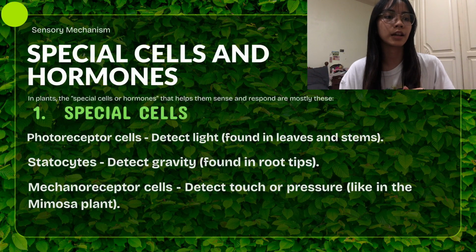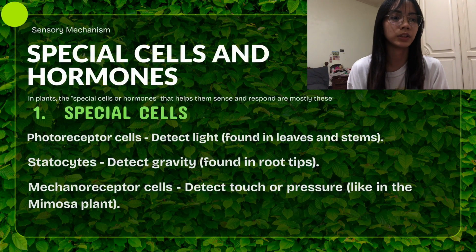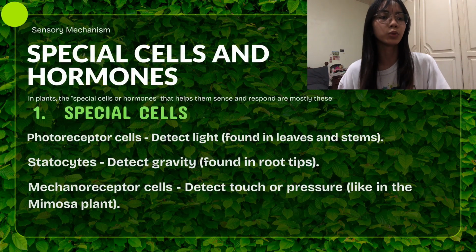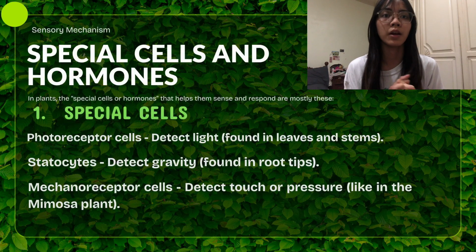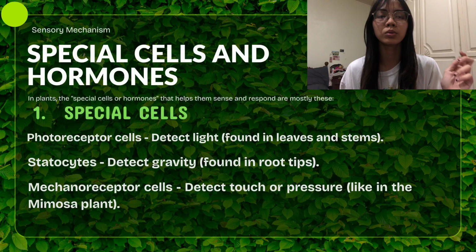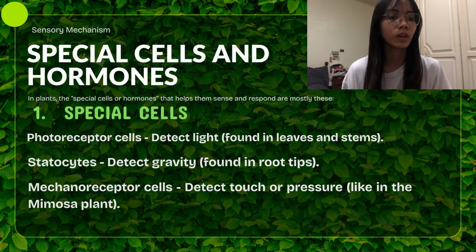And the next is the statocytes. It detects gravity, and it is found in root tips. It actually helps gravitropism to be acted upon, and it detects gravity that helps roots to go downward or upward.